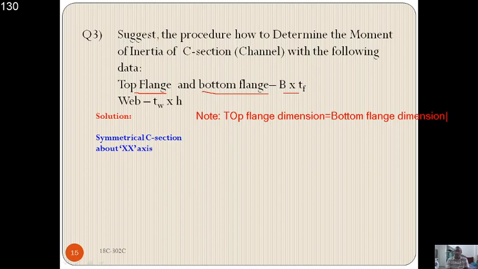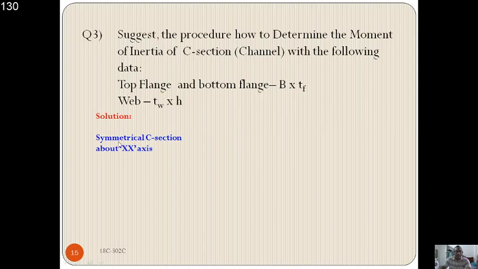If this is not the case, then we need to apply the parallel axis theorem for both the centroidal xx and the centroidal yy. So why are we taking them equal? If we take them equal, the hollow rectangle method will give you the Ixx value in less time. That is the advantage of taking the same dimension for the top flange and bottom flange. Let me see how it will be.